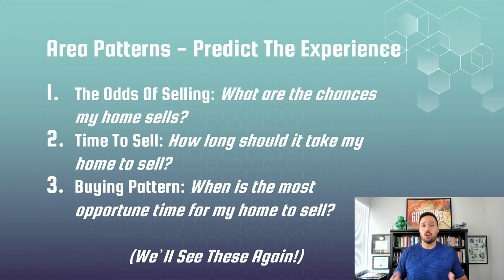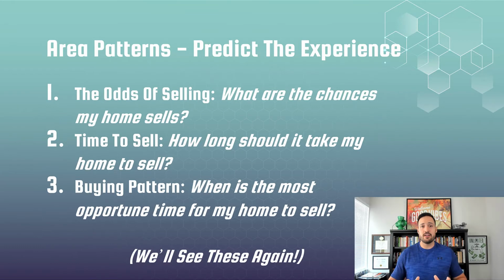They also want to know how long it should take for their home to sell. And that's what the time to sell graph shows them. They also want to know when is the most opportune time for my home to sell. If you didn't know this, a lot of markets, and especially a lot of neighborhoods, are very seasonal. And they're not always just during the summer. Some can be hot during the winter, some can be hot during the summer, some can be spring and fall. Every neighborhood is different, so being able to answer that question with real information in a visual way that's easy to understand is super powerful.